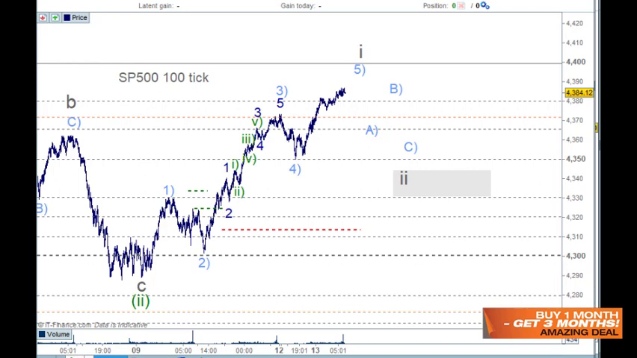So yeah, this is the other little thing I'm not quite sure about just here, this little consolidation in here. I know that's the low here, and I'm just wondering if I'm missing a wave 1 and 2 in here with this. So I'm unsure about this.